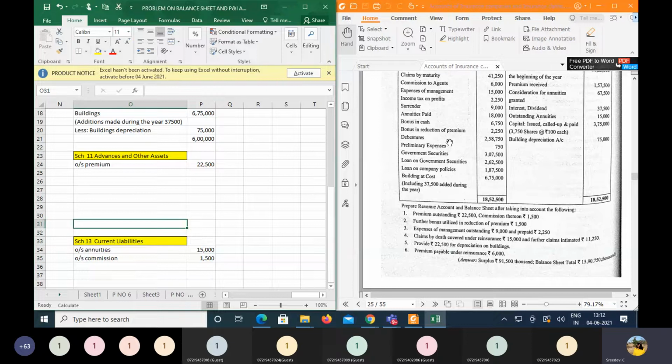So therefore what is going to happen? This further bonus utilized in reduction of the premium is going to be a part of the expenses, as well as a part of an income, that is a part of a premium. So to the premiums, whatever has to be receivable from the policy holder, and towards the bonus, whatever is to be payable to the same policy holder, instead of giving and taking, the adjustment is happening in the books itself. What we call it, it's a mutual adjustment which is to be made in the books.